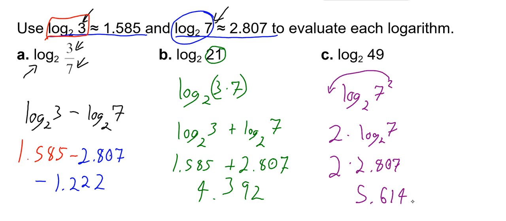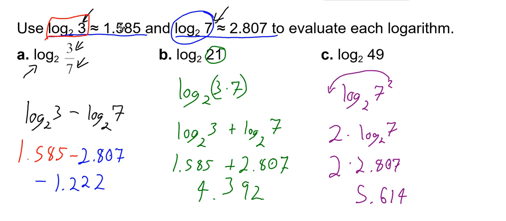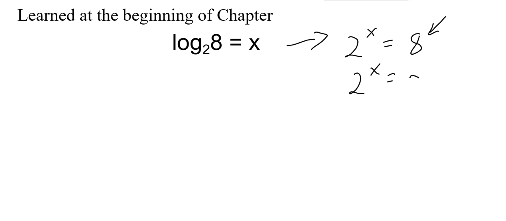which I am going to get as 5.614. Okay. Our next example is trying to figure out how we got from these previous slides, where do we get 1.585? Okay, how do we get 2.807? Earlier in the chapter, when we were asked to evaluate logarithms, we said this could be written as exponents, and this is 2 to the x is equal to 8. Well, can I write 8 as a power of 2? Well, sure, I can. I get 2 to the x is equal to 2 to the 3rd. Okay, and so I can see that x is equal to 3.